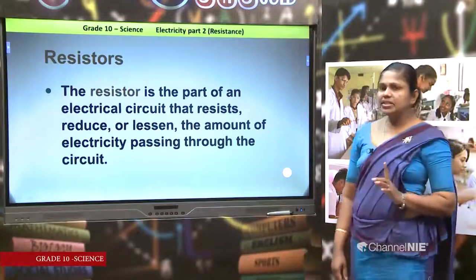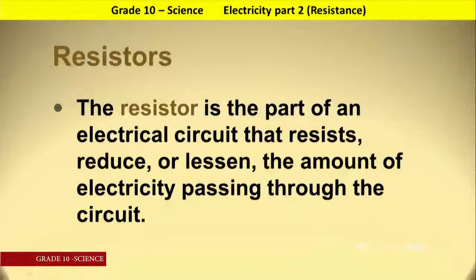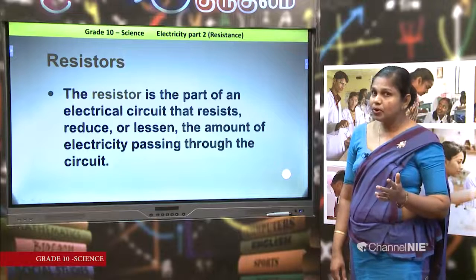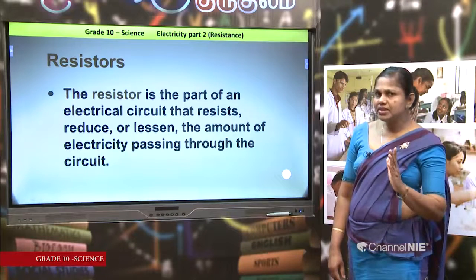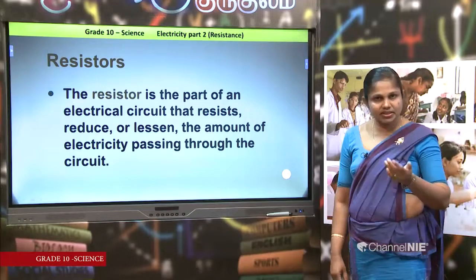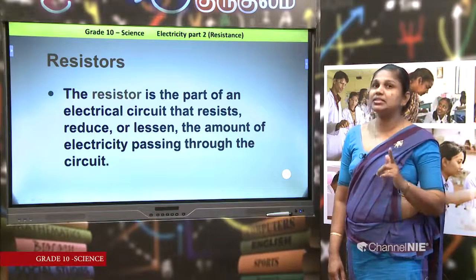The resistor is the part of an electrical circuit that resists or reduces the amount of electricity passing through the circuit. When a resistor is connected to a circuit, children, it provides a barrier or obstacle to the flow of current. Then the current flow of the circuit decreases. When such a resistance is given externally to a circuit, that device is called a resistor.